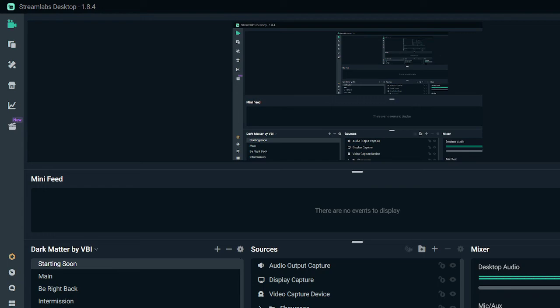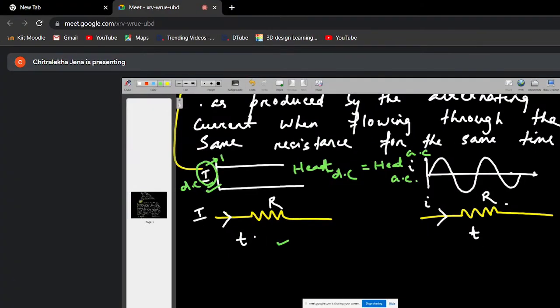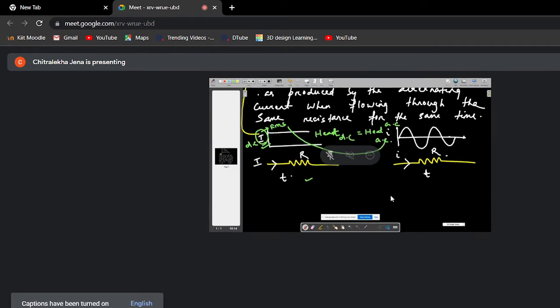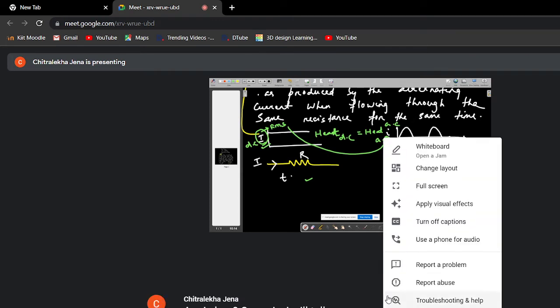Then this current is called the root mean square value of which current? Of this current. Am I clear? Or again I will tell you. Repeat it, ma'am. I am repeating.